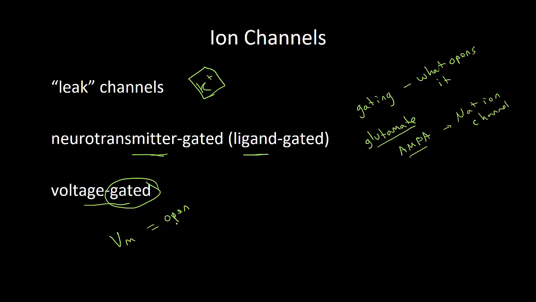Okay? So in the case of a neurotransmitter gated, right, it's the binding of the neurotransmitter that changes the shape. In terms of a voltage gated, it's the membrane potential that changes the shape. So these are the three basic types of channels that we're going to talk about.